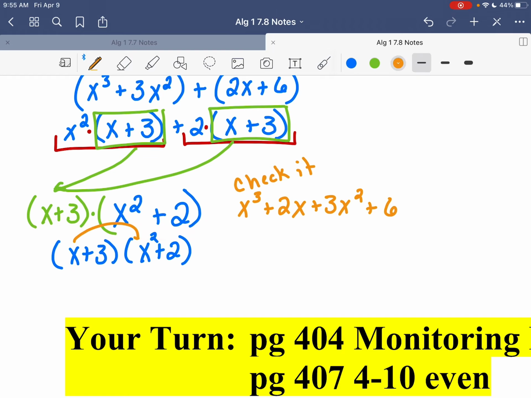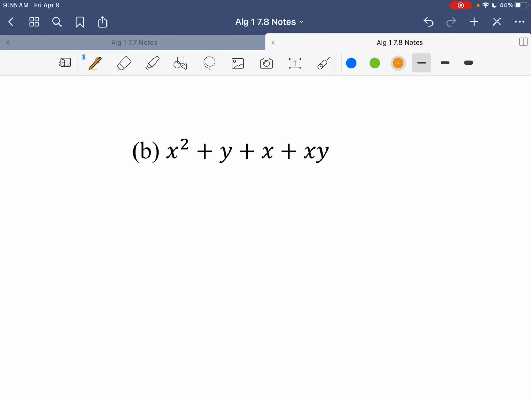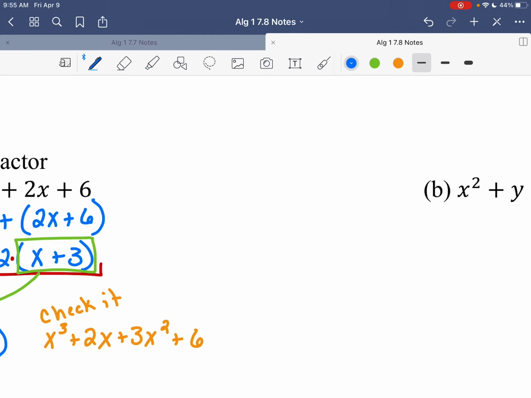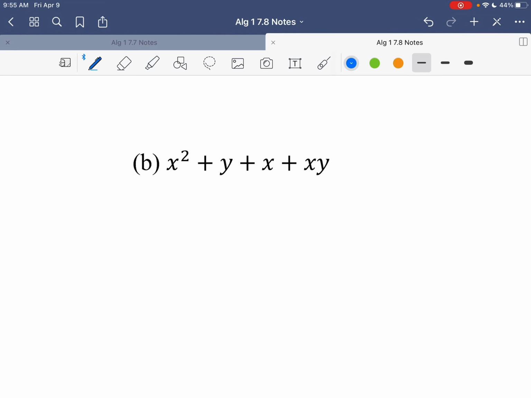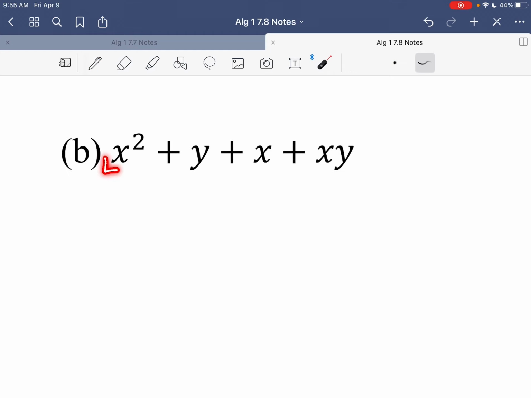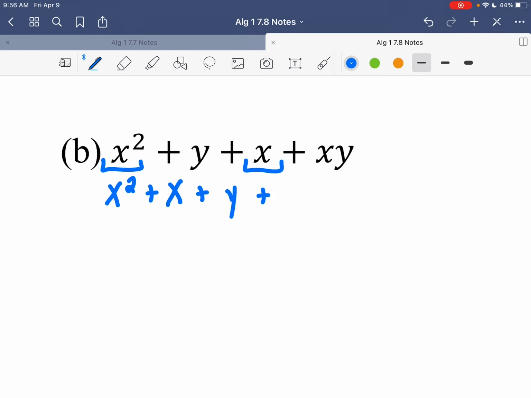Okay. All right, next, let's do another by grouping. Again, first step, rearrange if needed to put together similar terms. So if we look at this one, these first 2 terms, this is an x to the second, and this is a y. They have nothing in common at all. So I'm going to rearrange to put things in common. So I'm going to put the x squared. Well, this one just has a straight up x, so I'm going to put those 2 first. X squared plus x, and then plus the y plus xy.